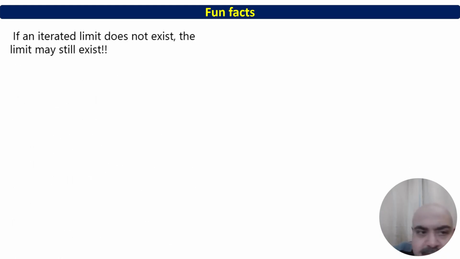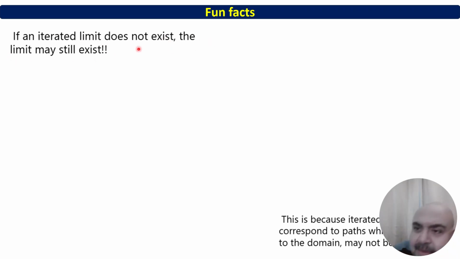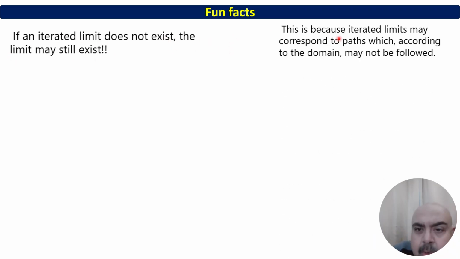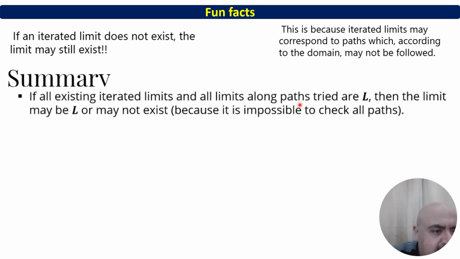Fun facts about this part. If an iterated limit doesn't exist, the limit may still exist. And we already saw something like this. This is because iterated limits may correspond to paths, which according to the domain may not be followed in some cases. Summary of all what we did.